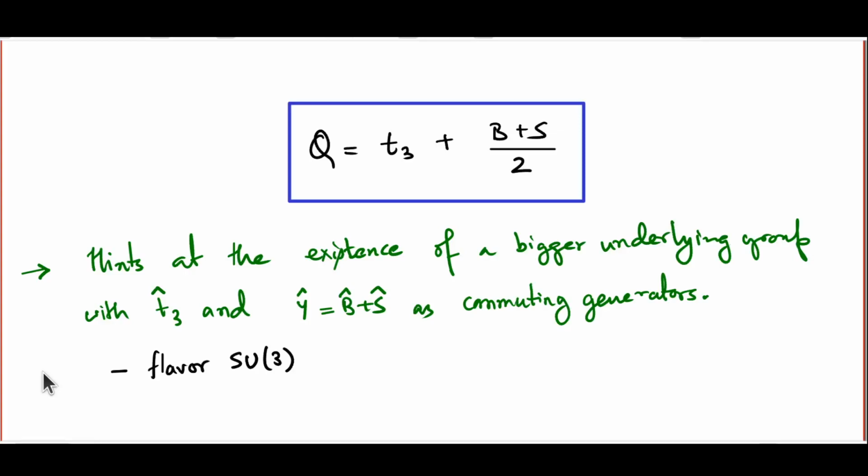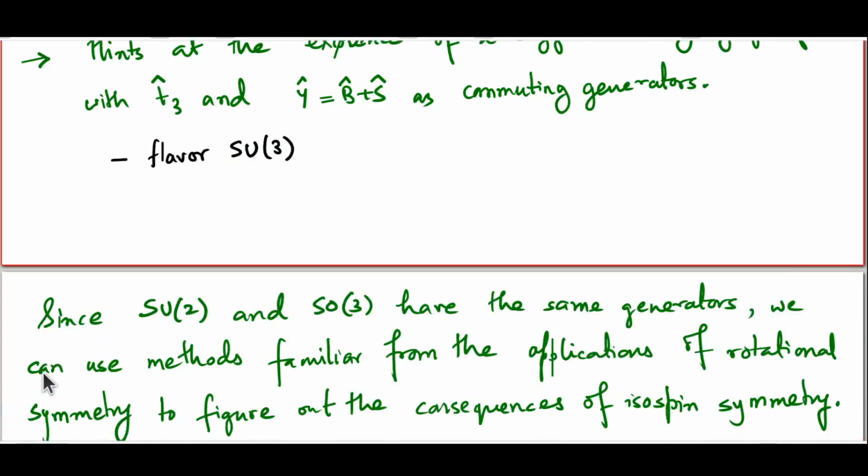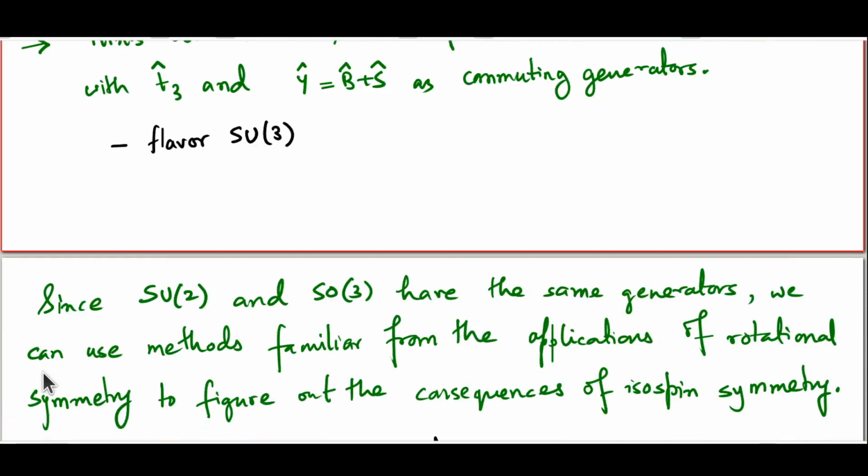Now, the fact that isotopic spin symmetry is a symmetry for strong interactions has deeper consequences beyond just the existence of multiplets of nearly identical particles. It affects scattering processes in a rather rich and complicated way. Now, what makes our life a bit easy in this is that SU2, the underlying group for isospin symmetry, and our familiar rotation group SO3 have generators with the same algebra, and so we can use methods familiar from the application of rotational symmetry to figure out the consequence of isospin symmetry.